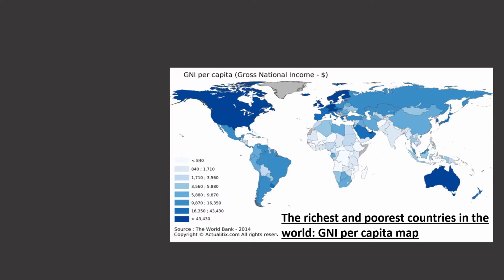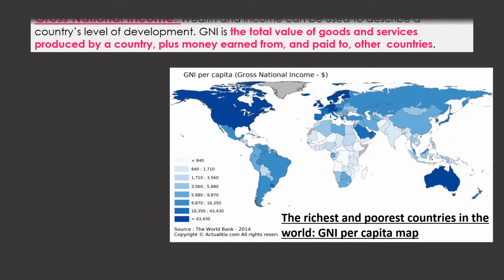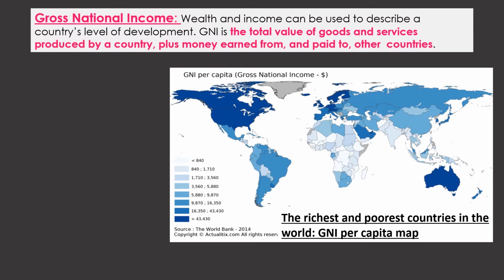Have a look at this map, which shows gross national income, GNI. GNI is what we use to measure and compare wealth. It's the total value of goods and services produced by a country, plus money earned from and paid to other countries. And of course, we put it per capita so we can compare countries of different sized populations. This map lets us classify countries into one of three groups.